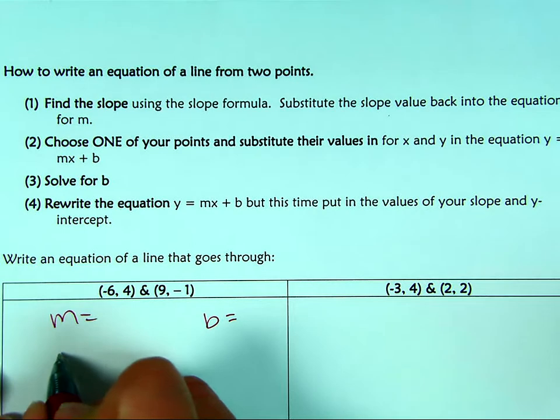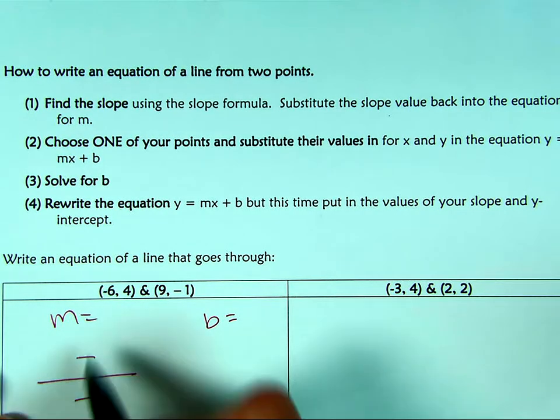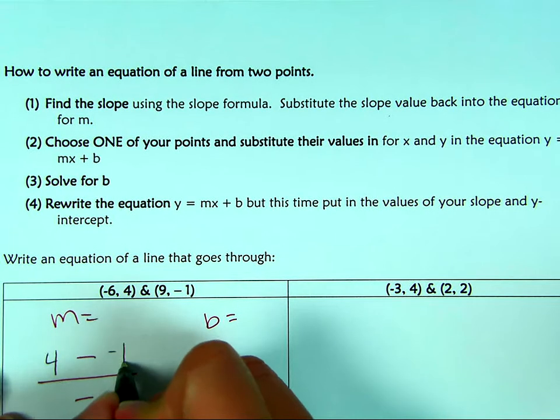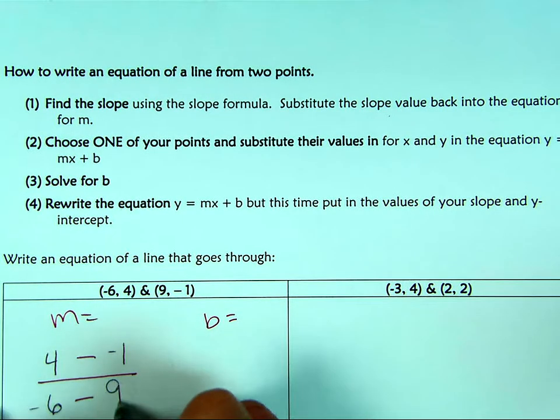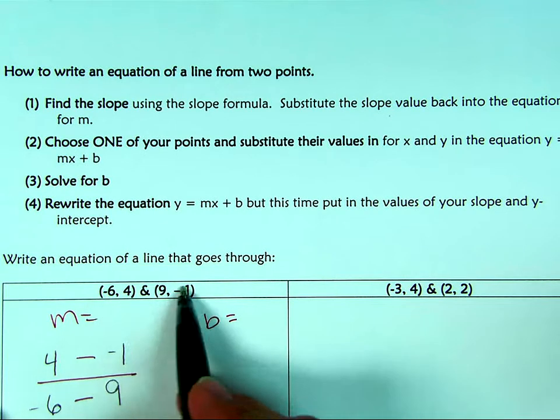So a slope, remember, is y minus y over x minus x. So I'm going to put our little y minus y over x minus x. I'm going to put our y's here. So I'm going to put our 4 and a -1, our -6, and our 9. You could have started with this point too, but I just went like that.